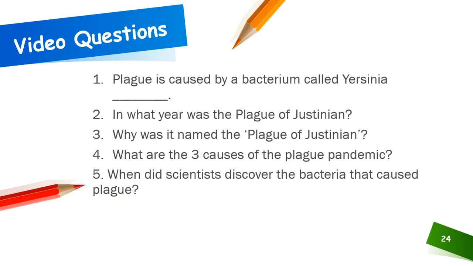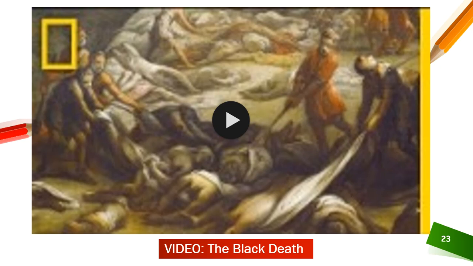So the questions are: 1. Plague is caused by a bacterium called Yersinia pestis. 2. In what year was the plague of Justinian? 3. Why was it named the plague of Justinian? 4. What are the 3 causes of the plague pandemic? And 5. When did scientists discover the bacteria that cause plague? Right, let's take a look at the video now.